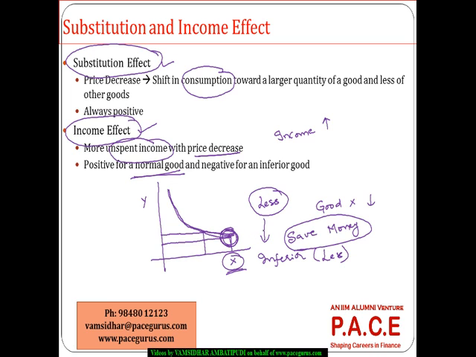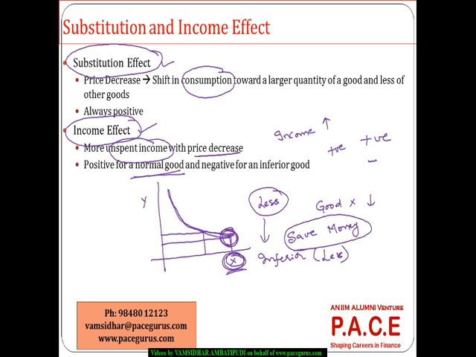Whereas if it is an inferior good, then he will not go for X, he will try to shift to the other one. So the substitution effect, as I see it, is always positive, right? Which means the consumption of the good X is increasing with a decrease in the price, and because of the additional saving, the person can consume even more of X. So the substitution effect is positive, and the income effect is also positive.